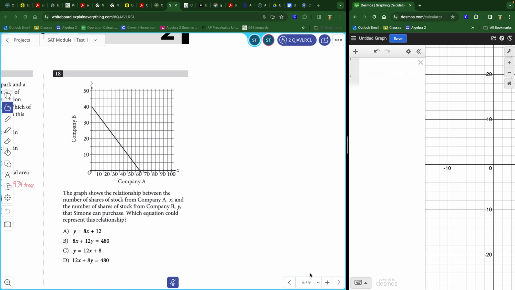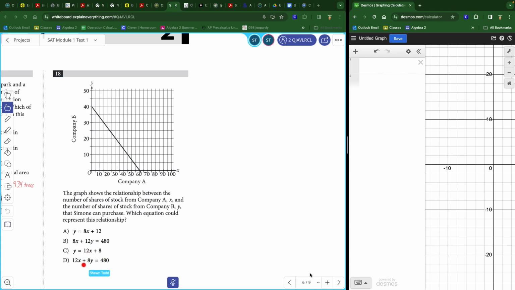All right, next one, number 18. We got company A, company B. The graph shows the relationship between the number of shares of stock from company A, which is on your x-axis, and the number of shares of stock from company B, which is on the y-axis, that Simone can purchase. Which equation could represent this relationship? y equals 8x plus 12, 8x plus 12y equals 480, and so on.